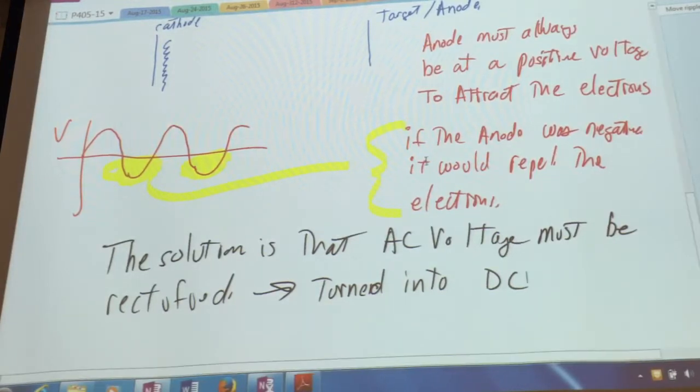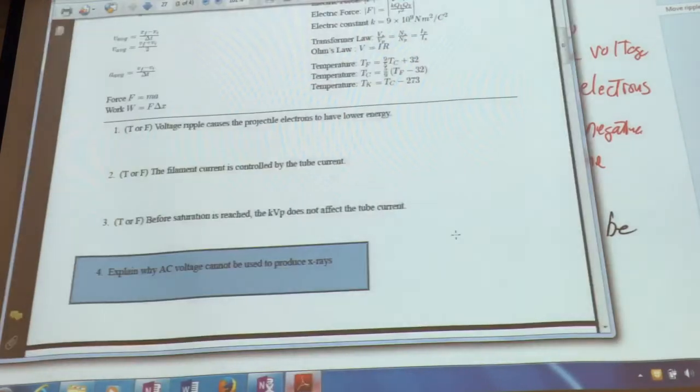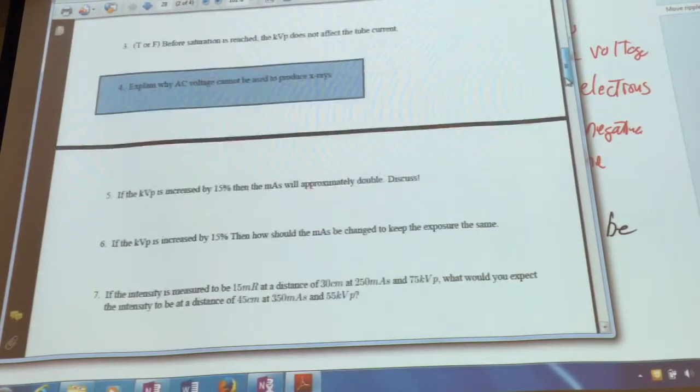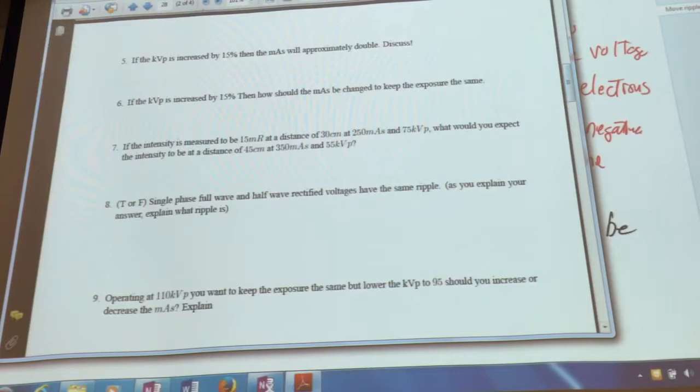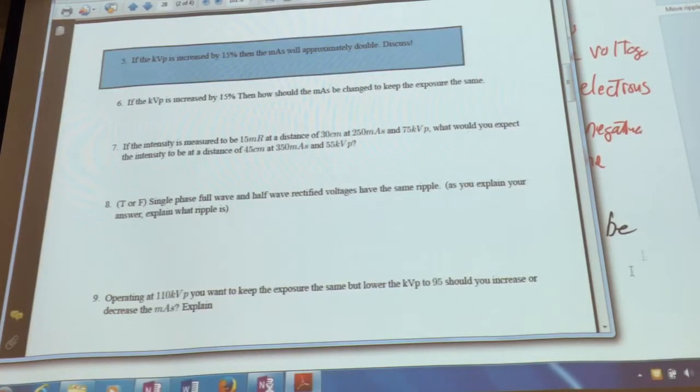Take that as a note. No surprises there. We've talked about most of those things. What do we got here? Number 5.